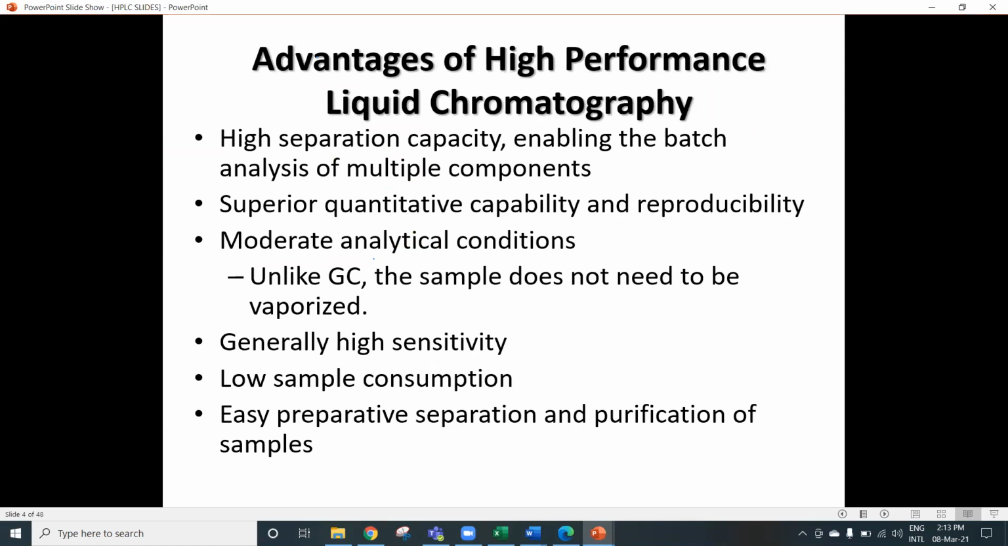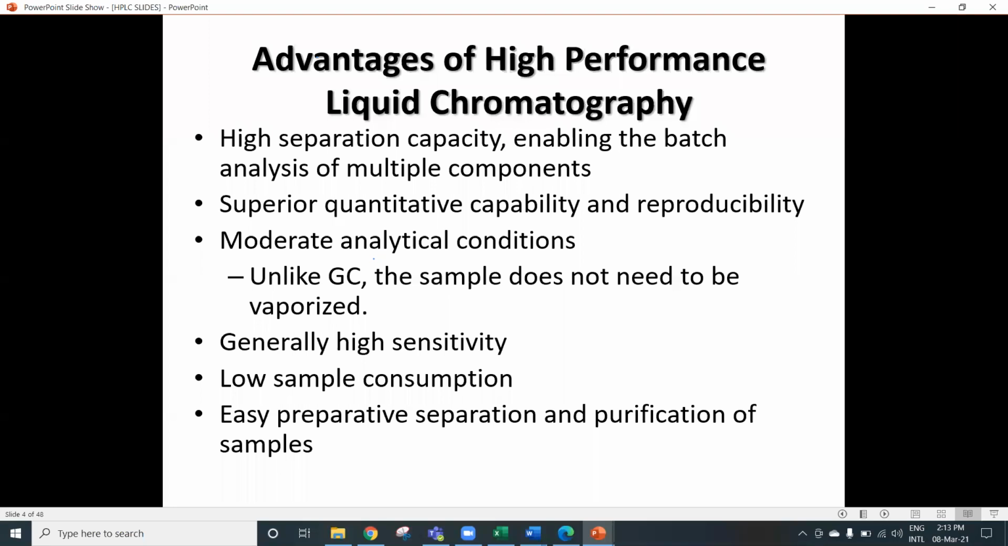So what are the advantages of high performance liquid chromatography? Remember when we're talking about GC, we said GC is only suitable for volatile compounds. That means the compound should be able to volatilize in the column and be able to be separated as the gas mobile phase is carrying it. So HPLC offers some advantages over gas chromatography.